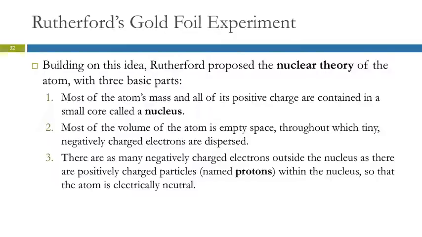There are as many negatively charged electrons outside the nucleus as there are positively charged particles inside the nucleus. So the atom's electrically neutral. They knew from experiment that the atom does not have a charge on it. So if you have negative charges, you have to have positive charges. Those positively charged particles are called protons.